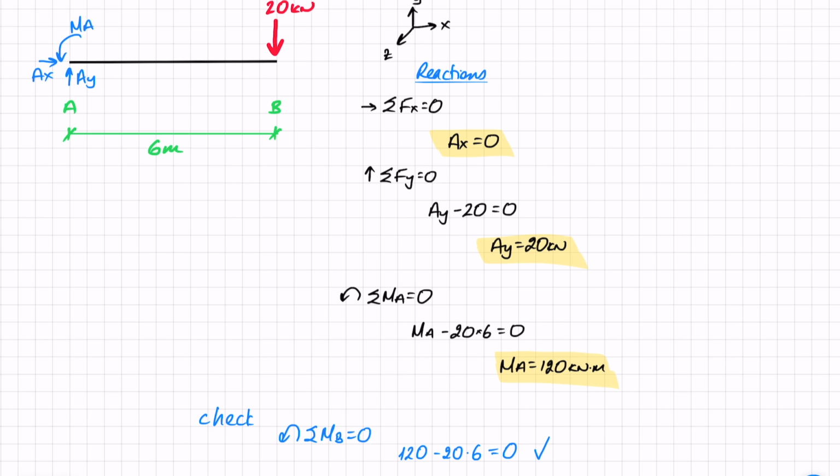And the very last thing that I want to do in order to create a proper free body diagram is to put in the values. So AX worked out as 0, I can get rid of that. AY works out as 20 kilonewtons, and MA worked out as 120 kilonewton meters. And since they both came out as positive, that means that the directions that I assumed are correct. And once I found the reactions, I can just create a cut and find the internal forces. So let's do that and finish this example.